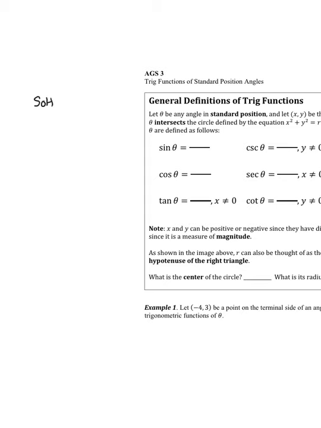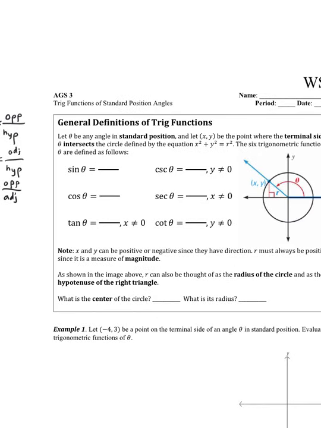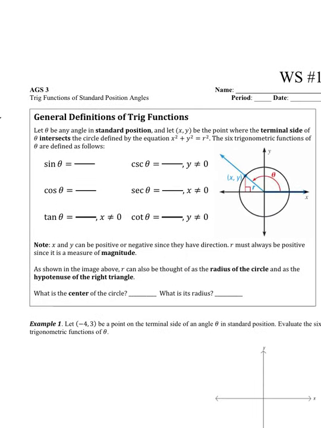Okay, SOHCAHTOA, remember that's sine is opposite over hypotenuse. CAH is cosine of theta, which is adjacent over hypotenuse. And then TOA, the last one, is tangent of theta is opposite over adjacent. So we're going to use SOHCAHTOA today to help us with trig functions on problems like this.